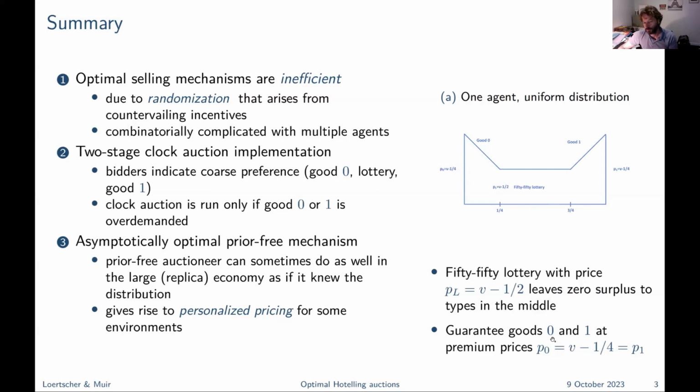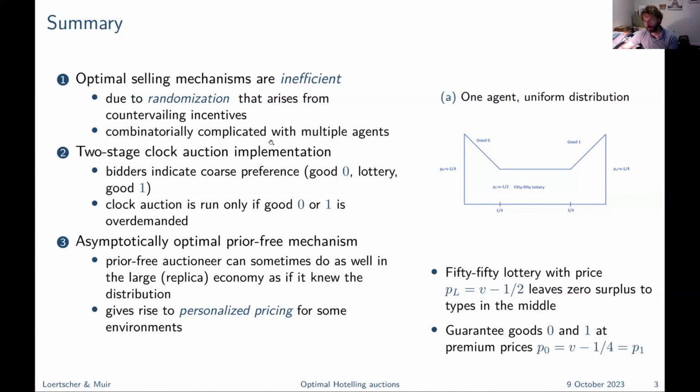And then you can charge a premium price by which you promise the agent to get good 0 or good 1 for sure, and you get a premium price for that certainty. And so these are the premium prices, P0 and P1, which are larger than V minus a half. Consumer types who are close to 0 are willing to pay P0, and consumers who have types close to 1 are willing to pay P1. So that's for the single agent case, but it gives you an intuition for why you want to use randomization and how you can do better.